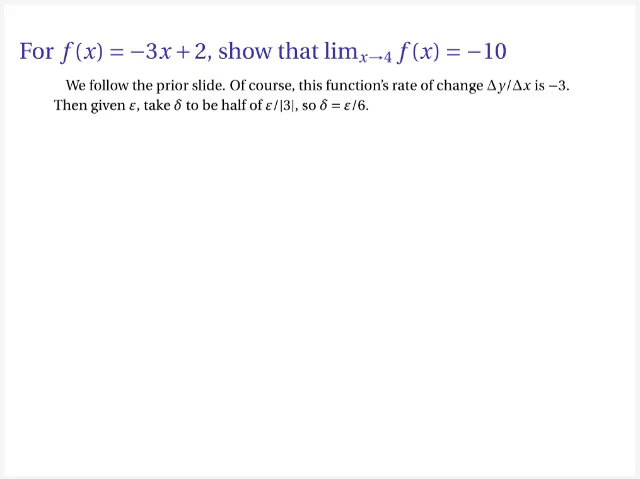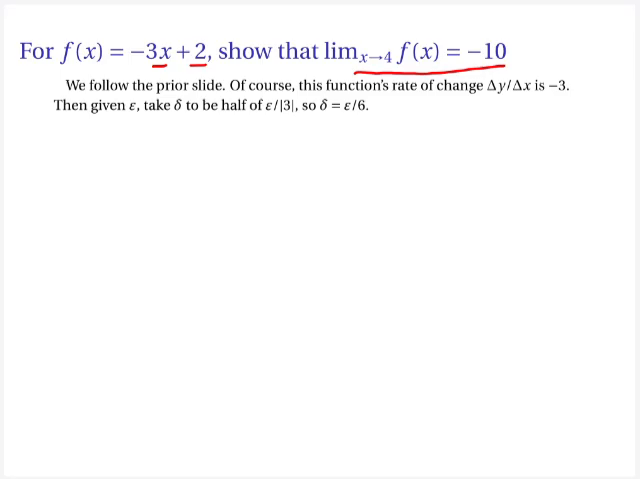But for those folks who are interested, particularly math majors, I'm going to do a full example here for the simplest case, the case of a function whose graph is a line. So f of x is minus 3x plus 2, and I want to show that if you take the limit as x goes to 4 of f of x, you get minus 10. And of course, minus 3 times 4 would give minus 12, plus 2 gives minus 10, so that tells you it's the right answer. So I'm going to follow the method on the prior slide.